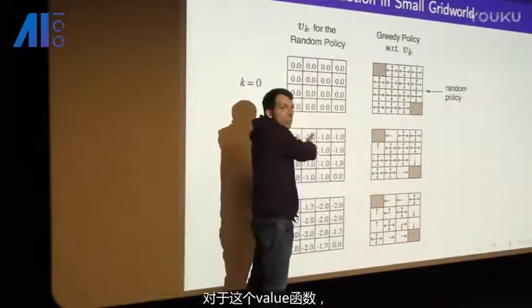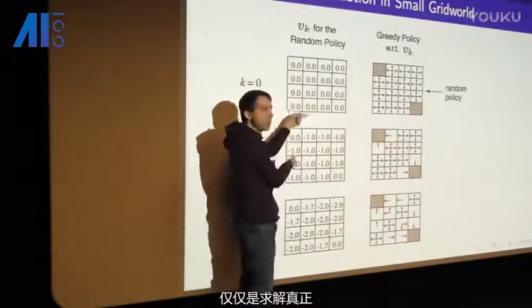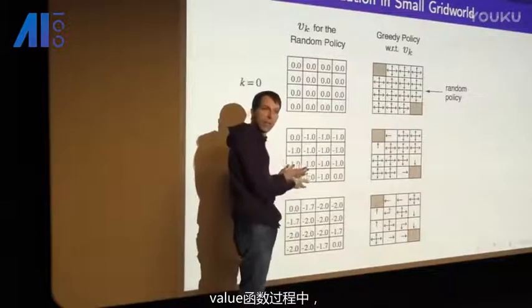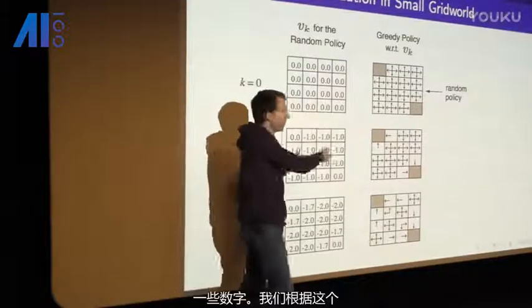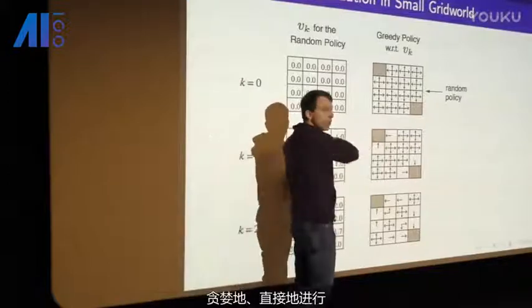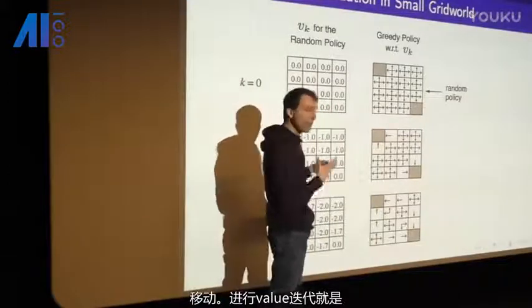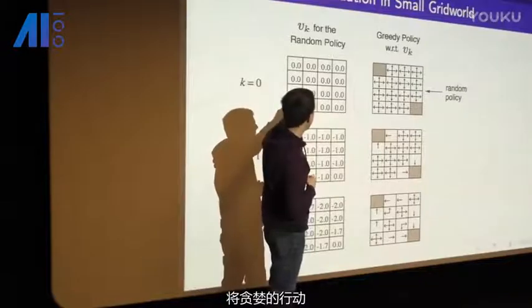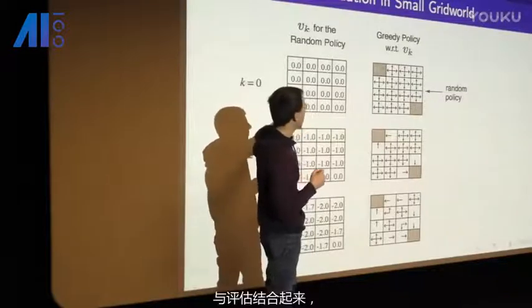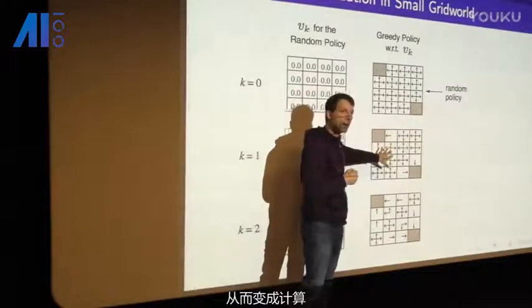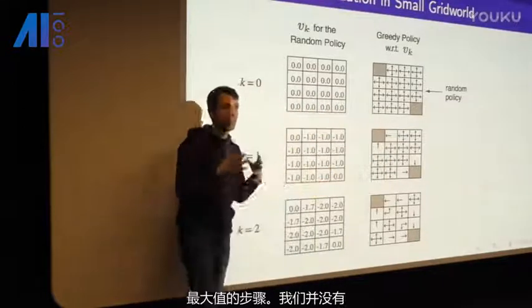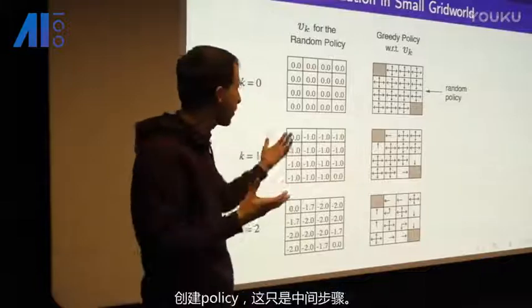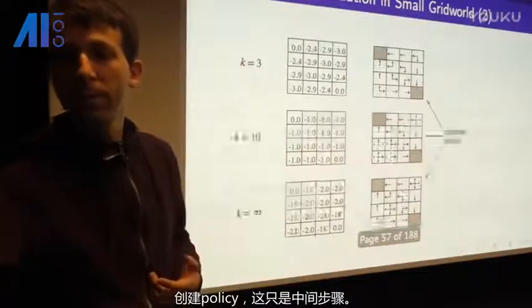This value function, what's the semantics of this value function? Well, it was just an intermediate step along the way of figuring out what the real value function was. But it's just some numbers, really. But we're acting greedily with respect to that and moving on straight away. And what value iteration does is it combines the step of generating this greedy thing and evaluating it into a single step of computing the max. So it doesn't build the policy as an intermediate step.